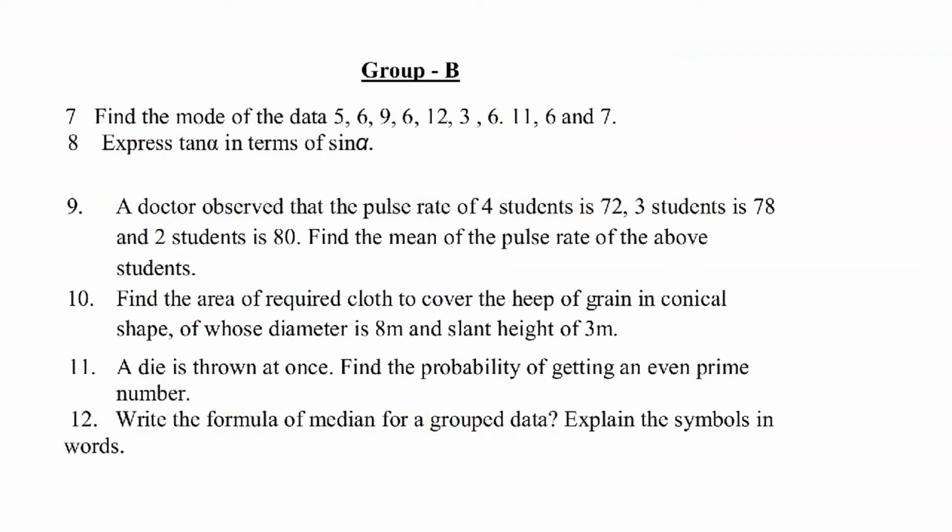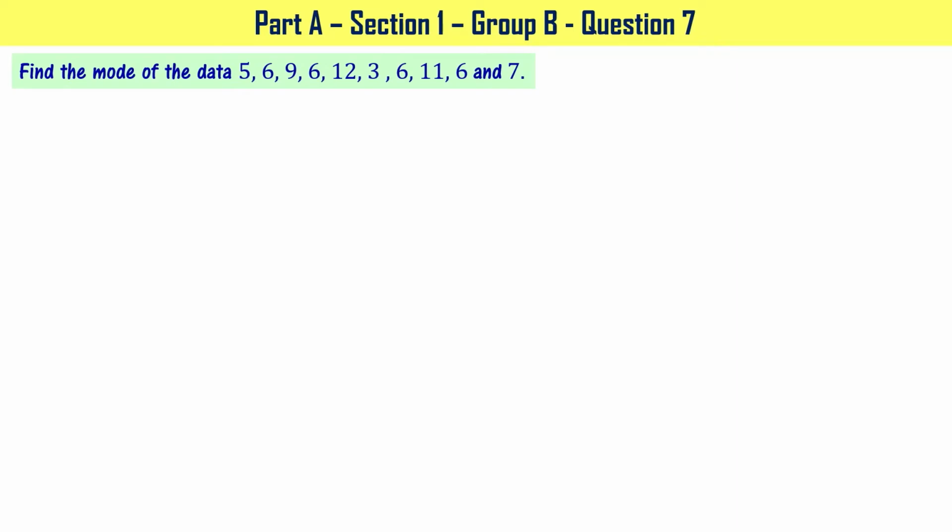Now let us see group B. Group B has got 6 questions. You have to answer 3 questions from these such that you will get 6 marks. The 7th question of the paper is: find the mode of data 5, 6, 9, 6, 12, 3, 6, 11, 6 and 7.